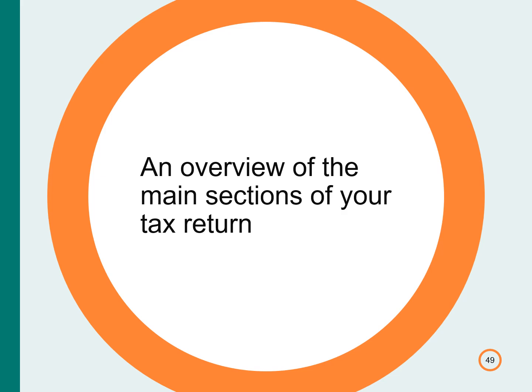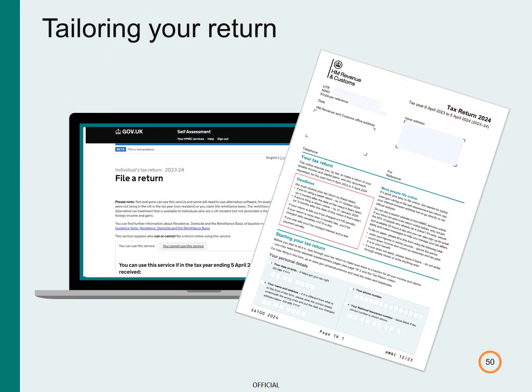Let's have a brief look at the sections that make up the main tax return. The online and paper versions will ask for the same information. For the purposes of this webinar, we'll look at each section of the online version to give you an idea of the information we'll ask you. Remember, your individual tailored return may not include every section.